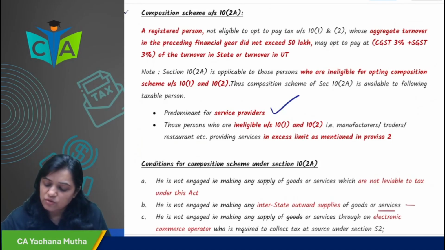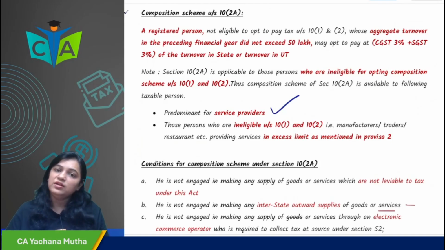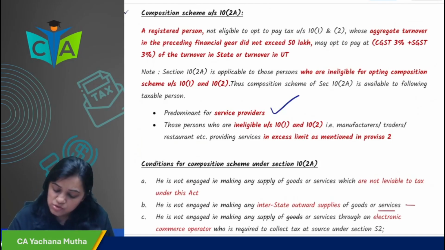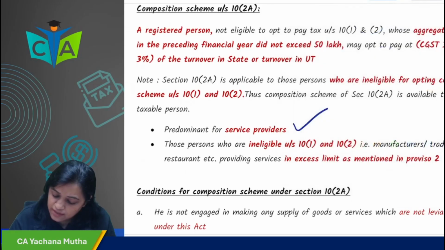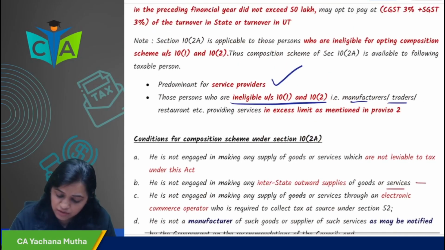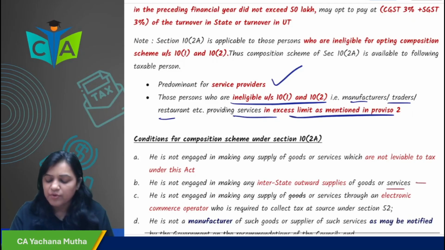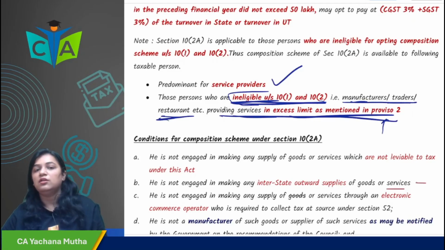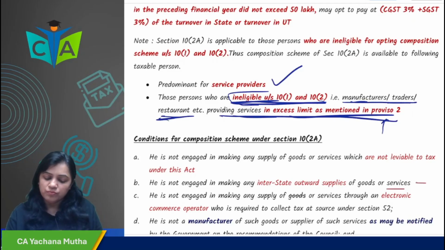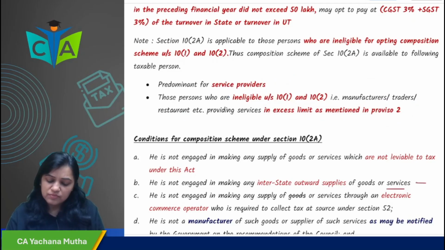So, this scheme is for two kinds of people, we can say. One is predominant service providers. The second is those who are ineligible under 10(1) and 10(2), that is, a manufacturer, trader, or restaurant providing service in excess of the limit mentioned in proviso 2. Okay, so I hope this is clear. What did they say? This composition scheme is available to whom? First is predominant service provider.